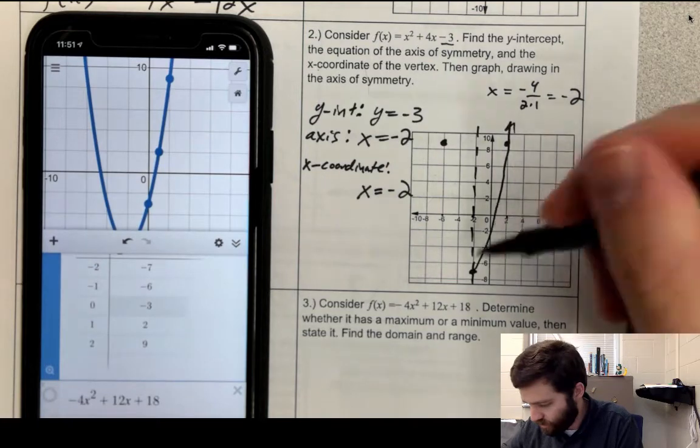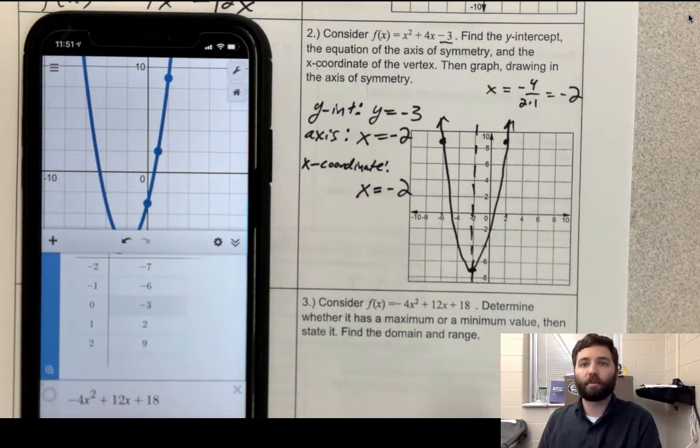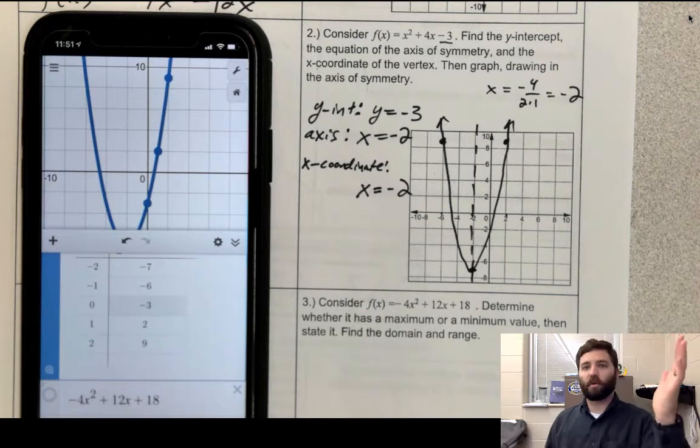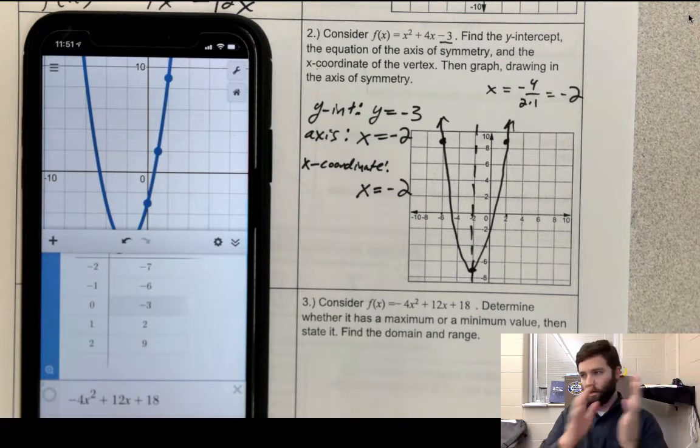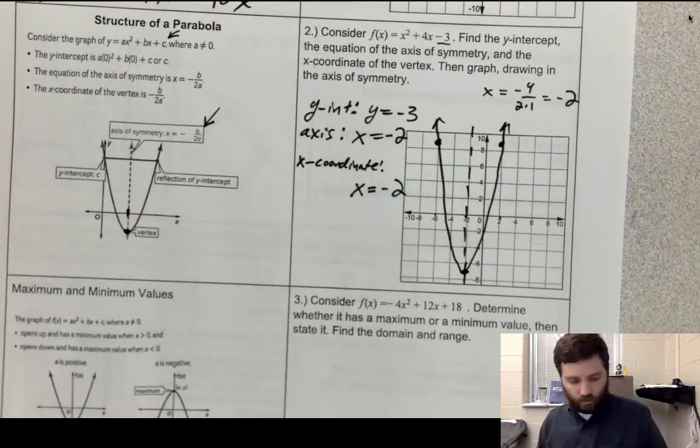This graph wasn't exactly beautiful for that. But it turned out the table of values was easier anyway. But that's how you can graph using the axis of symmetry. If you get one point on one side, you just mirror that to the other side, and you get the graph in that way. Okay.